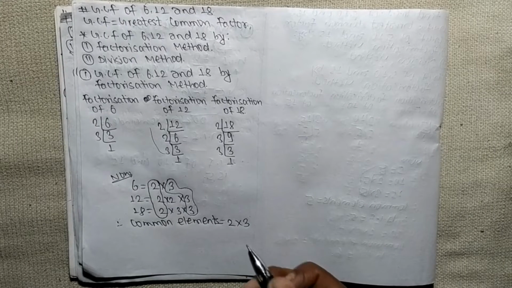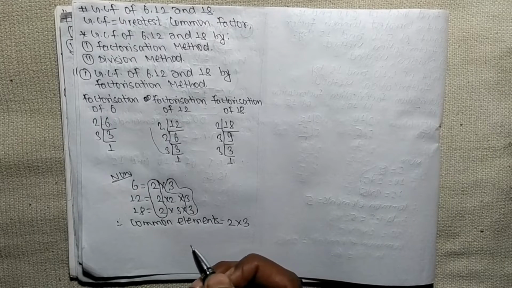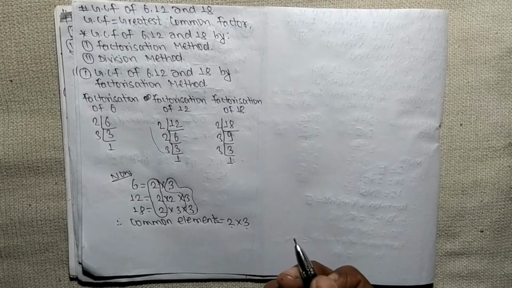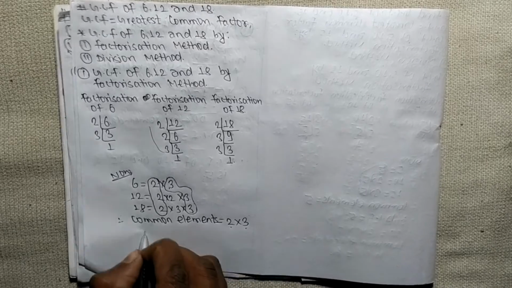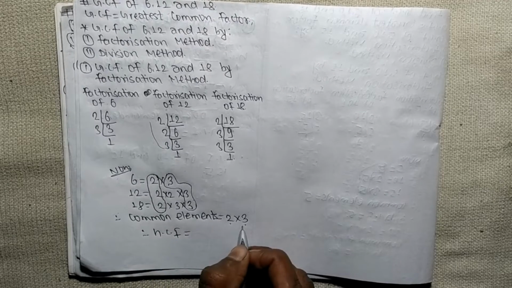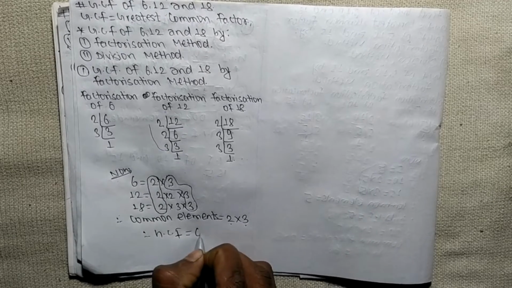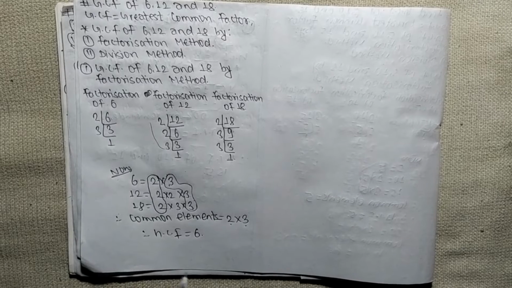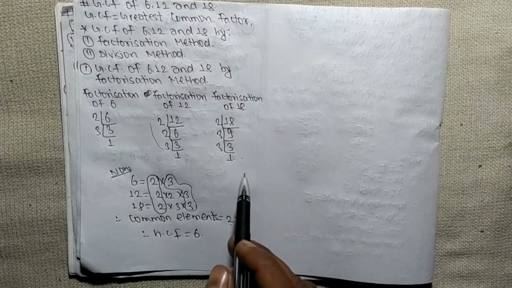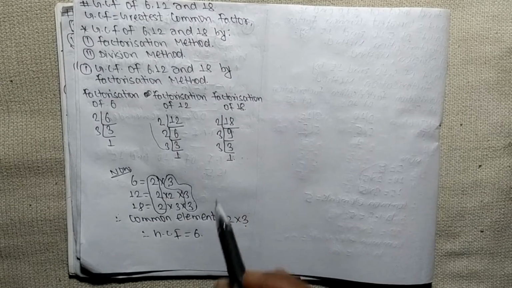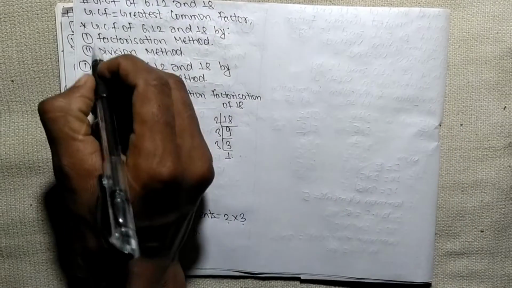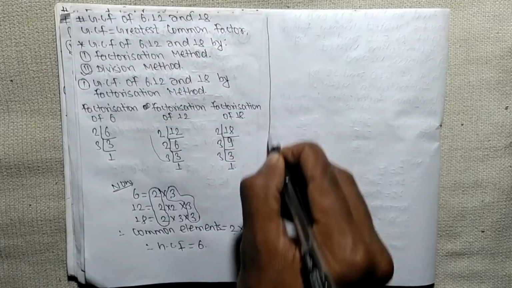As you know GCF is the product of all the common elements. Here the common elements are 2 and 3, which means we have to find out the product of 2 and 3. Therefore GCF is equal to the product of 2 and 3. So 2 times 3 is 6. Therefore the GCF of 6, 12 and 18 is 6. In this way we can find the GCF by factorization method. And our second method is by division method.